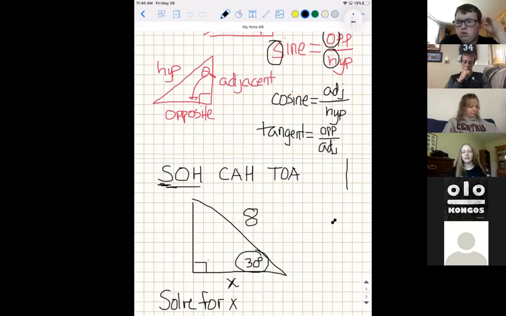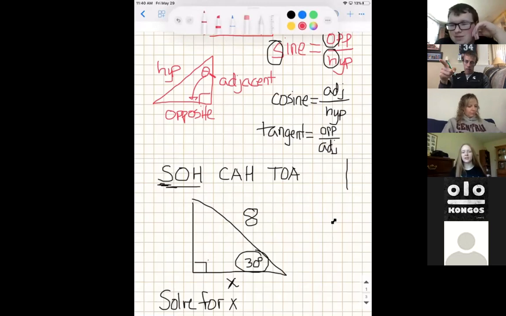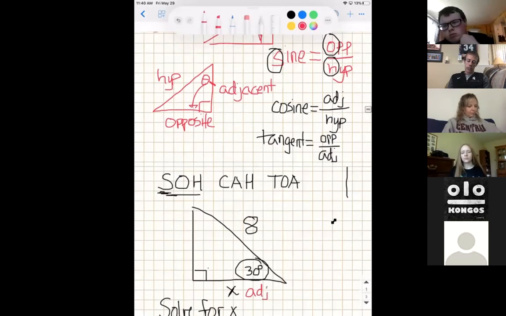I think adjacent because x is next to the angle that we have, and hypotenuse because that one's the longest. Okay. So this is our adjacent side because it's touching, it's kind of our shoulder partner to our angle. We also have, if we go across the triangle from our 90-degree angle, this would be our hypotenuse. Does everybody see how we have the hypotenuse? Just give me a thumbs up.